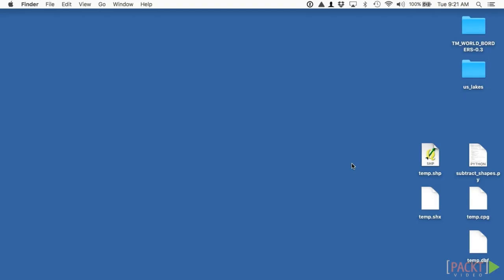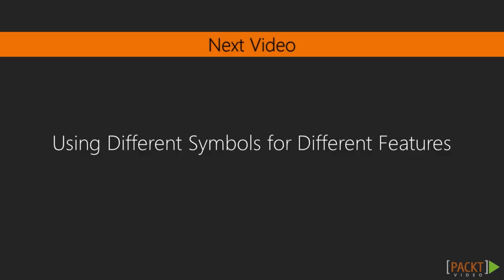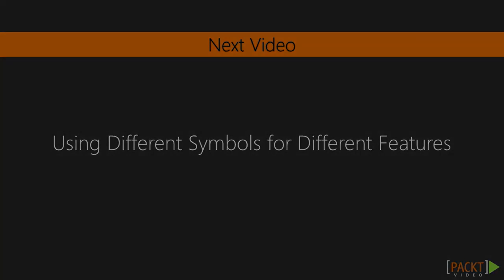In this video, we saw how to read data from a shapefile, how to manipulate geospatial data using the geometry object's methods, and how to save that data back into a shapefile again. In the next video, we'll write a program that displays a map using different colors for different features based on the value of an attribute.